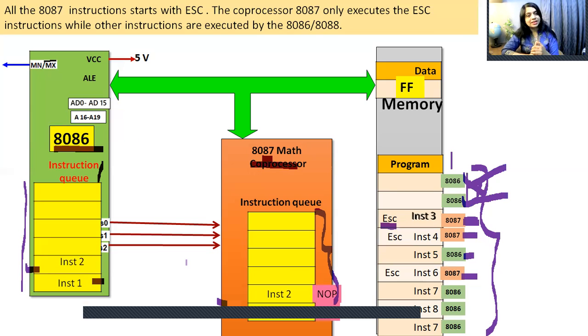Then it will fetch the next instruction, that is instruction 3. Both will enter the queue, both will decode the instruction, and they will find that this instruction belongs to 87 because it starts with the escape code. So what happens? Only 87 will execute this instruction, and 86 will take that instruction as a no op instruction. That means when we interface 87 with 86, both will fetch all the instructions, both will decode all the instructions, but will execute only their own instructions.